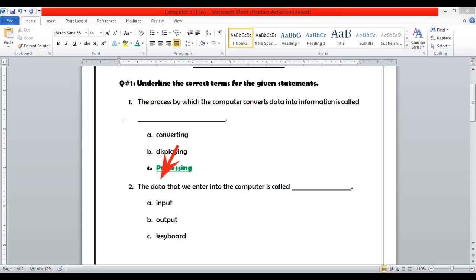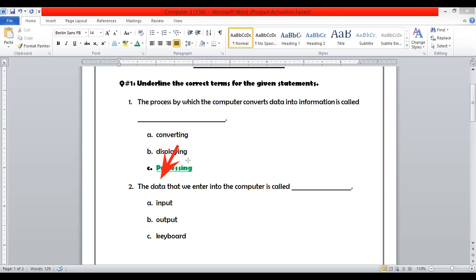Jihad Al Sayed, yes, please. Input. Okay. Abdul Aziz, can you tell me the answer for question number two? The data that we enter into the computer is called output. No, I mean input. I'm saying again and again that we enter the data into the computer. How does it become output? The right answer is input.